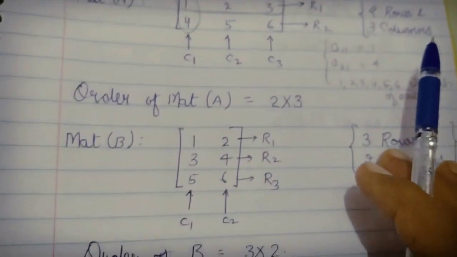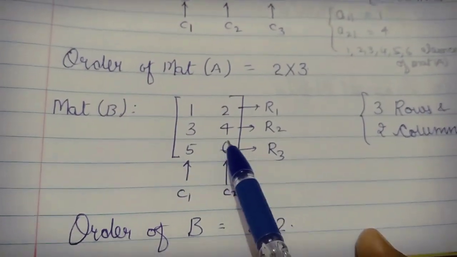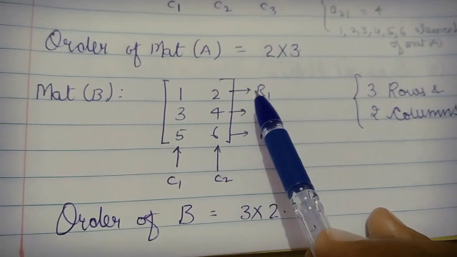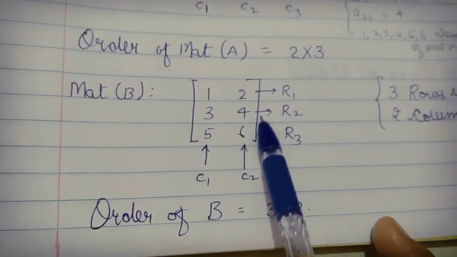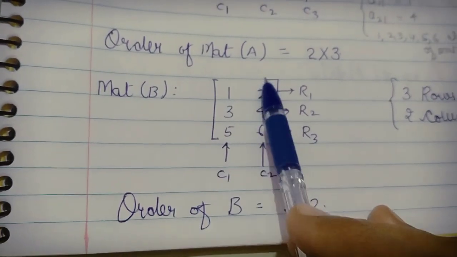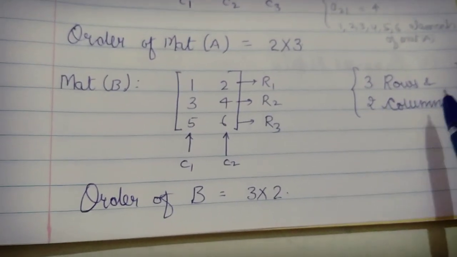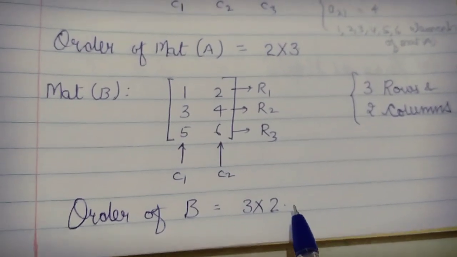Now we take one more example, matrix B. It is written here. This matrix B involves 3 rows, this is the first row, second row, third row, and 2 columns. So 3 rows and 2 columns. That's why the order of this matrix is 3 by 2.